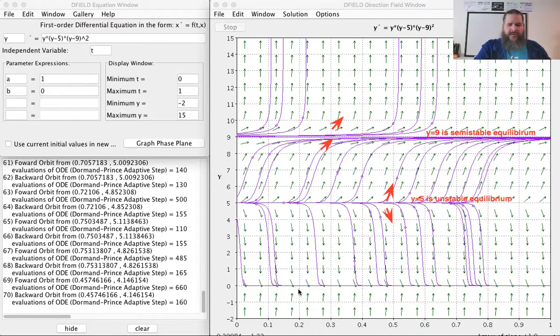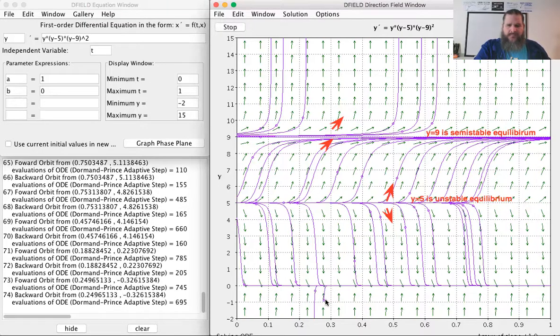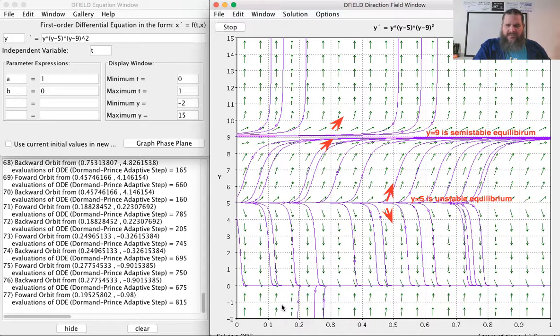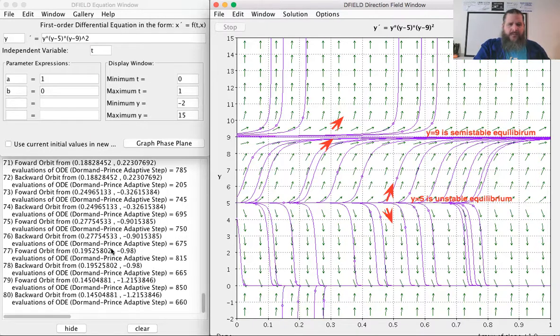And as for 0, if we try some values above and some values below, it looks like everything near 0 is approaching 0. We've got values above 0 going downwards towards 0, values below 0 going upwards towards 0. So what do we have at y equals 0? That'd be a stable equilibrium. So this direction field exhibits all three behaviors. We got stable equilibrium at y equals 0, unstable equilibrium at y equals 5, and semi-stable at y equals 9.